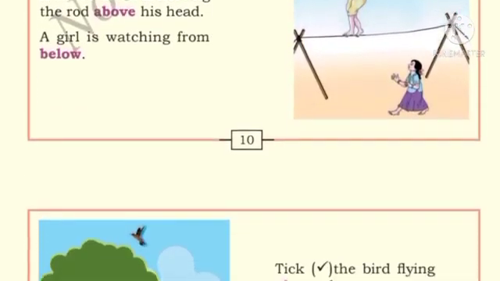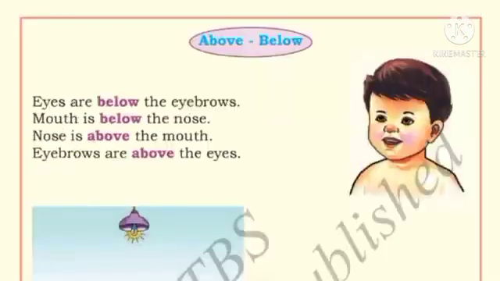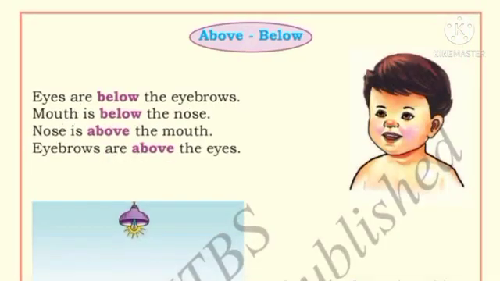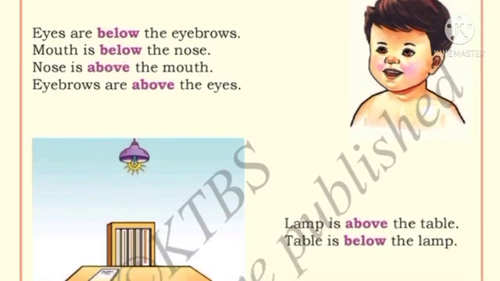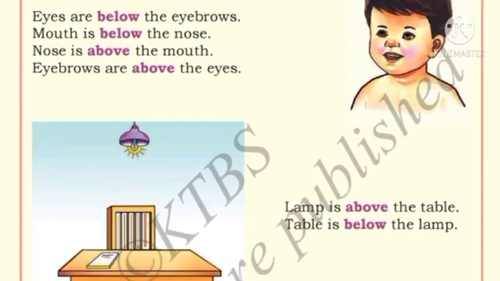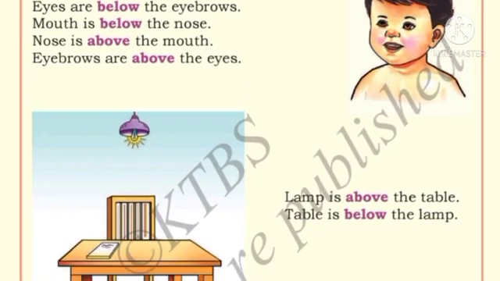Okay. Now next topic is above and below. Below means downside, above means upper side. Okay, eyes are below the eyebrows. Eyes are downside to the eyebrows. Mouth is below the nose. Mouth is down to the nose.